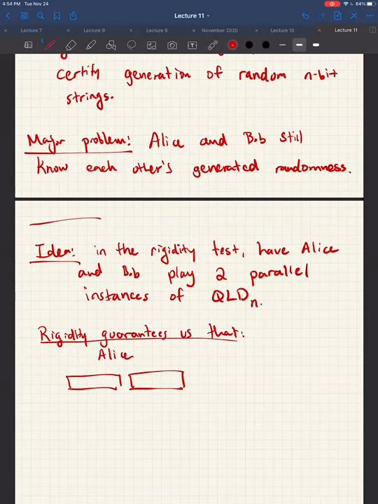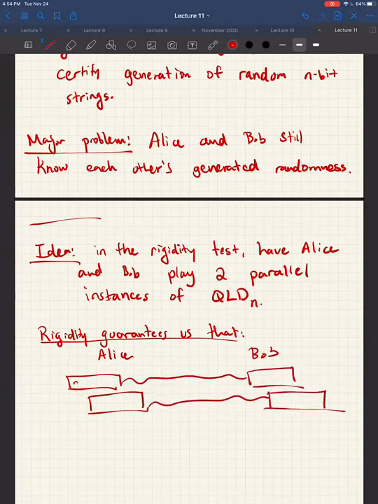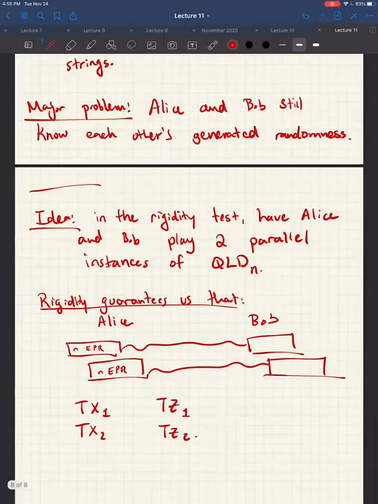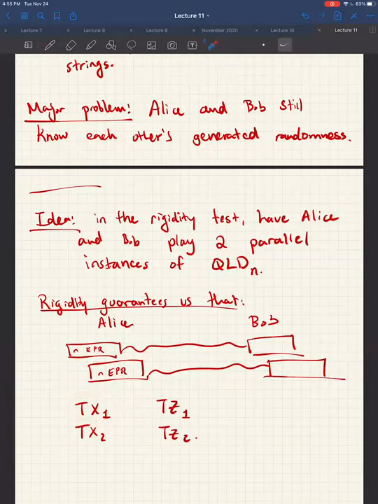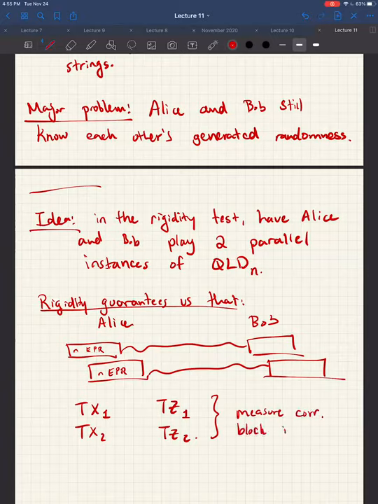So Alice has, well, let me draw it this way. Alice has a block of EPR pairs. So does Bob. And they have a total of 4 possible questions. So they have what I'll call TX1, TX2, TZ1, TZ2. And you can probably guess what this means. If any of the players get TX1, then let's say Alice gets it, then she'll measure her first block in the X basis and report the outcome. If she gets TX2, then she'll measure the second block in the X basis and so on. So, measure the corresponding block in the corresponding basis.